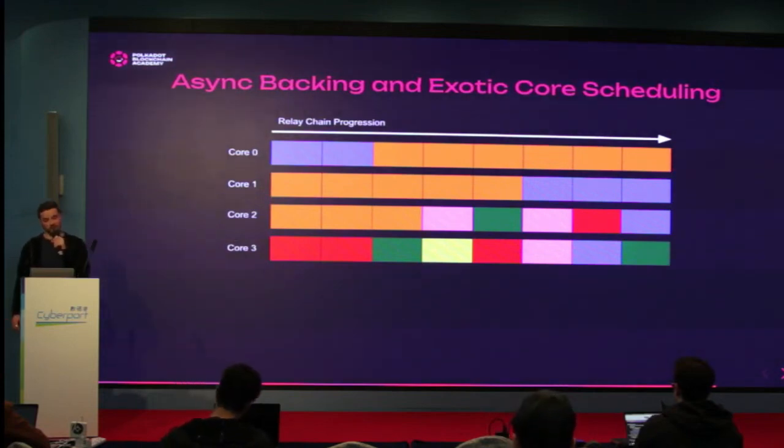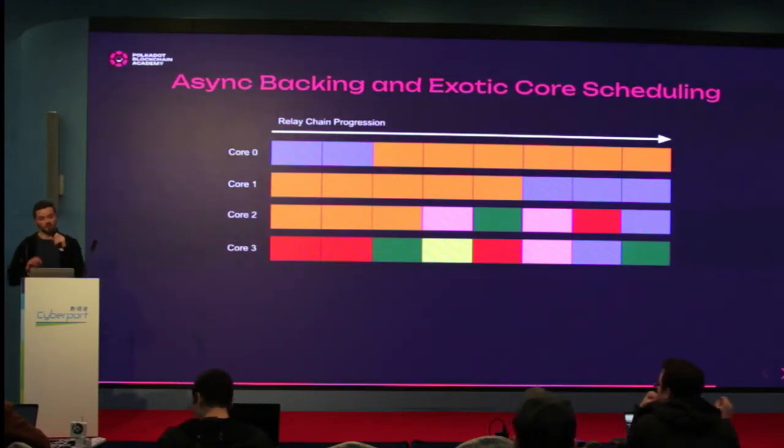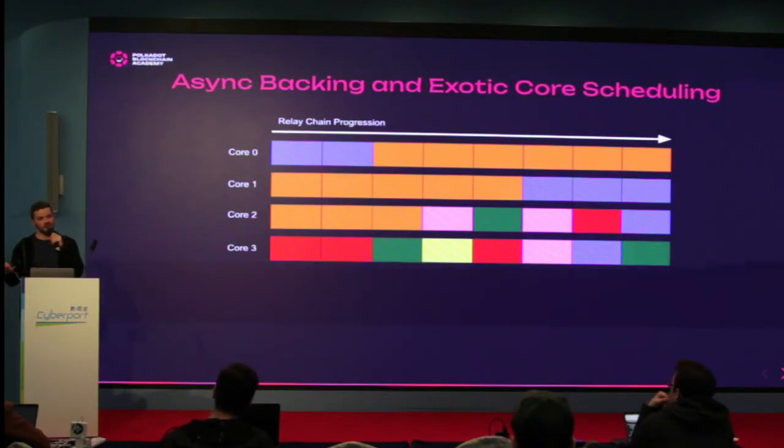Exotic core scheduling encompasses a few things. It's multiple cores per parachain per relay chain block. It's overlapping leases of many lengths, which allocate that block space. And also it's leases coinciding with on-demand usage in order to provide spikes of throughput when needed.